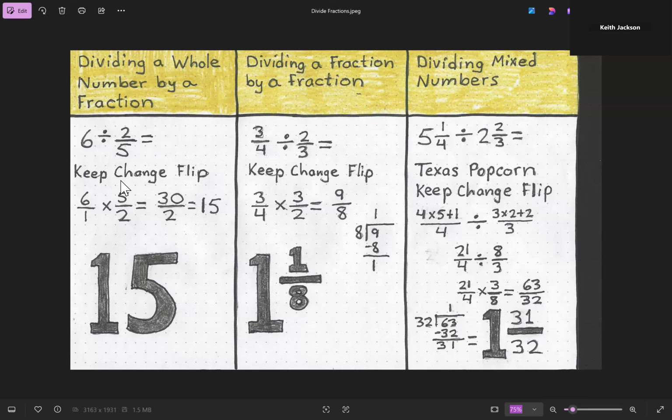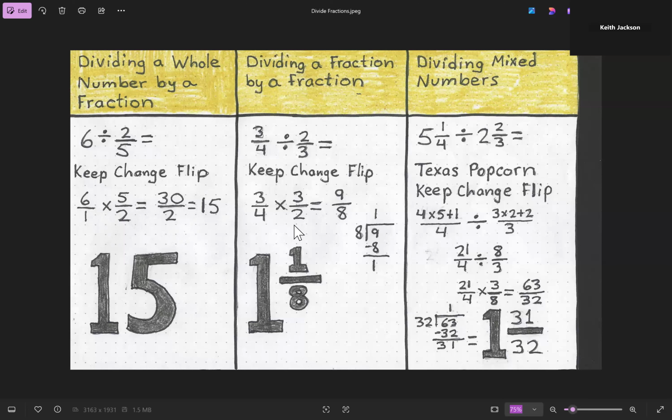So again, we're going to use the keep, change, flip method. Again, we're just going to write 6 over 1 because it really is 6, and then multiply it by 5 over 2, or 5/2. When we multiply straight across, 6 times 5 will give us 30, while 1 times 2 will give us 2. And so now we have 30 divided by 2, or 30/2, right? 30 divided by 2 will give us 15. In this case, our answer is 15 when 6 is divided by 2/5.